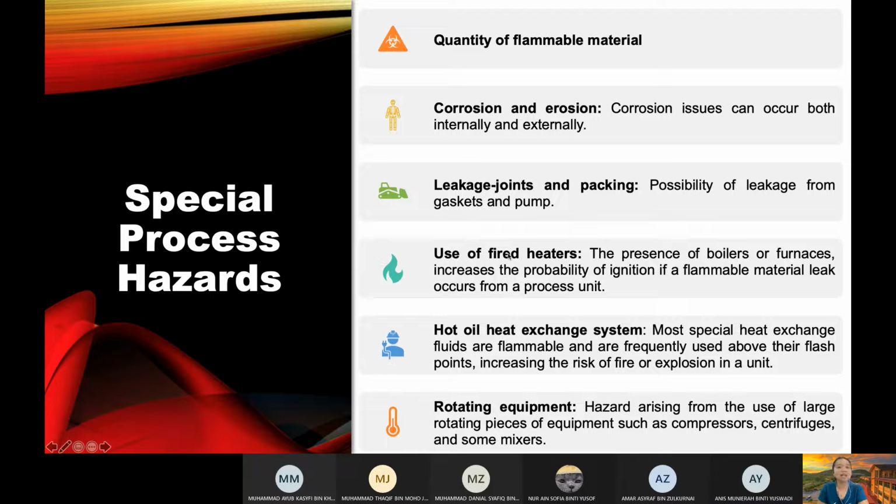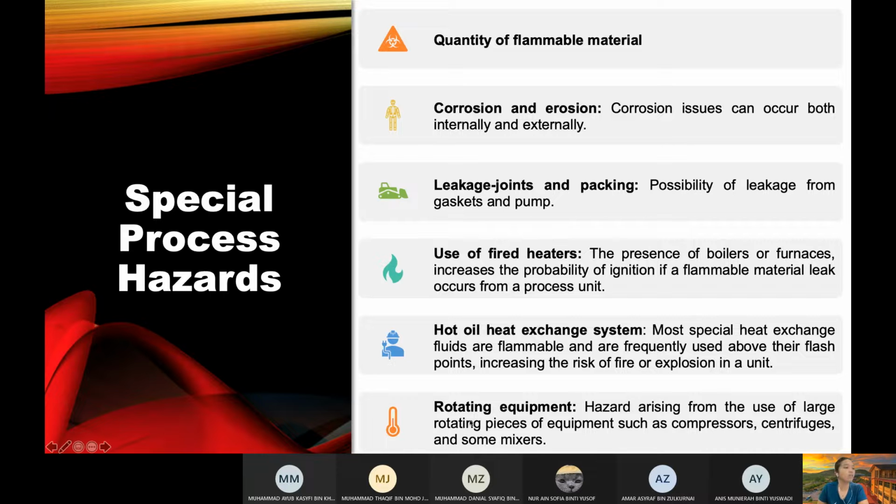So if your plant, I think one group has a furnace, which is actually fired heater lah. Furnace tu fired heater. So you will have to discuss about it. Then hot oil heat exchange system. So if you're using heat exchanger and you're using oil as your heating fluid, okay, you have to consider that as well.